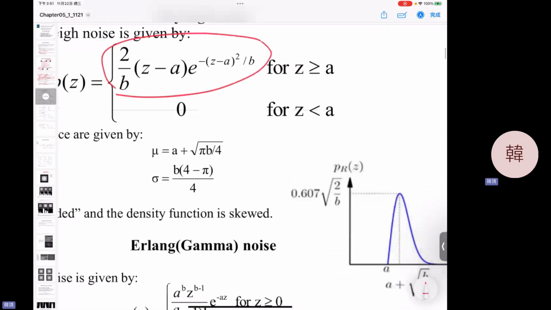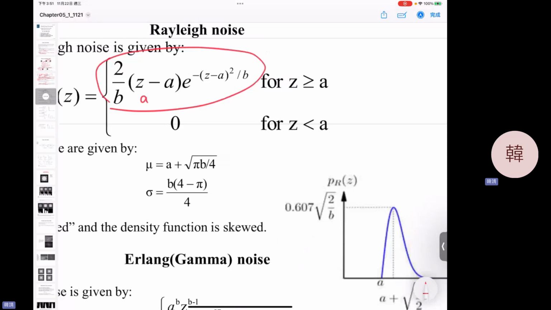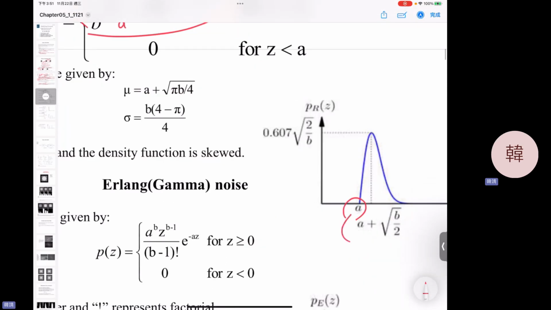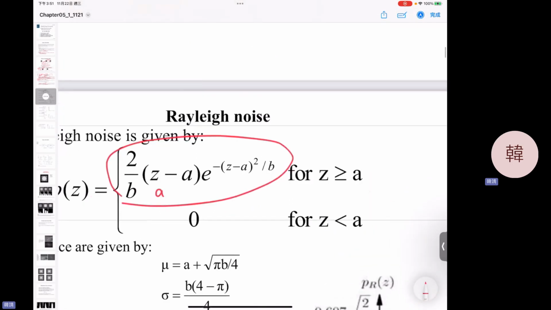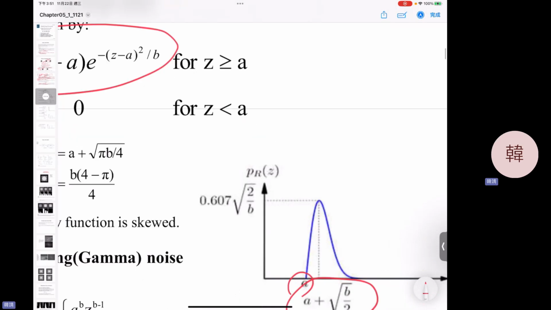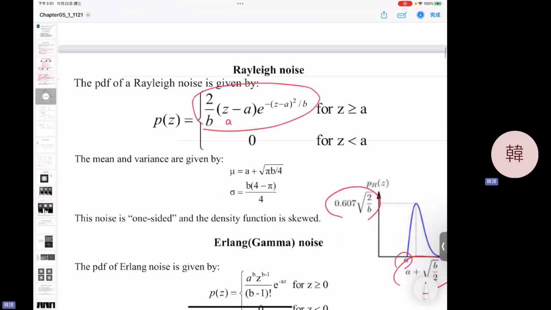So when z equals a, the value is 0 here. Then z increases from a until this value, a plus 2b divided by 2, taking a root, and you will see the highest value will be this one. So it's this kind of model we call the Rayleigh.